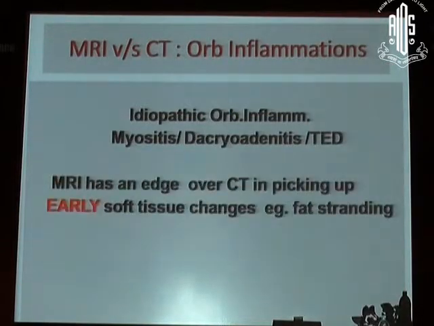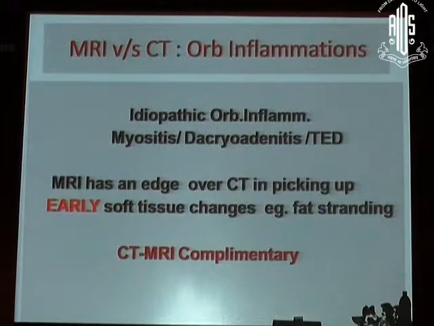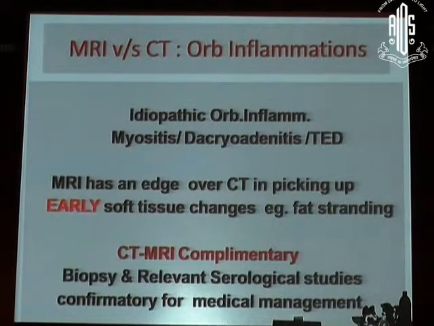However, in idiopathic orbital inflammation, MRI has an edge over CT in picking up early soft tissue changes like fat stranding. But by and large, CT and MRI are complementary, and biopsy and serological studies ultimately confirm the diagnosis.